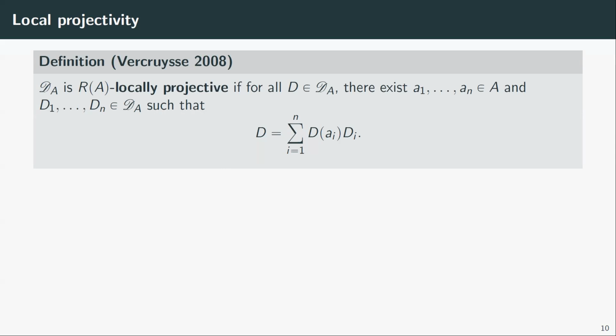So we say that dA is ROV locally projective. It's an A module property, if every element D can be written in this form as such a linear combination where the coefficients are obtained by evaluating D on some elements A1, ..., AN of A. And this property is nice because it lies somewhere between being projective and being flat.